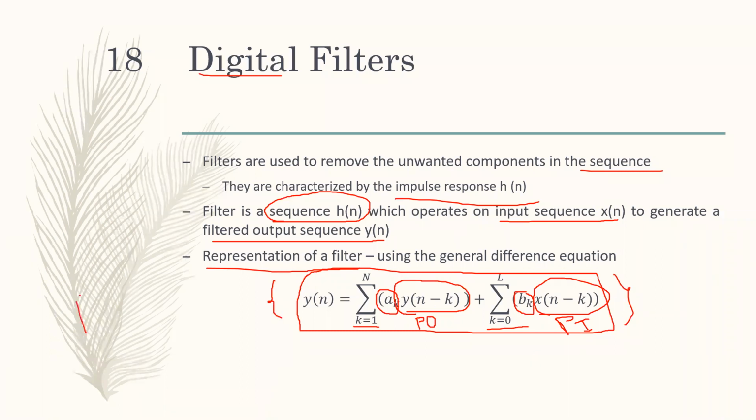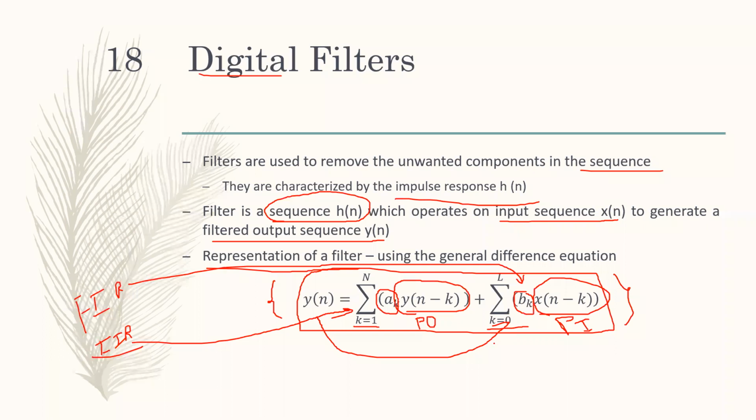Again, in this we have two kinds of filters. One is called FIR and the other is called the IIR filter. In short, an FIR filter depends only on the present input and the past input values. It is not dependent on the past outputs. Whereas an IIR filter depends on the present input, the past inputs and the past outputs, that is, all three together.